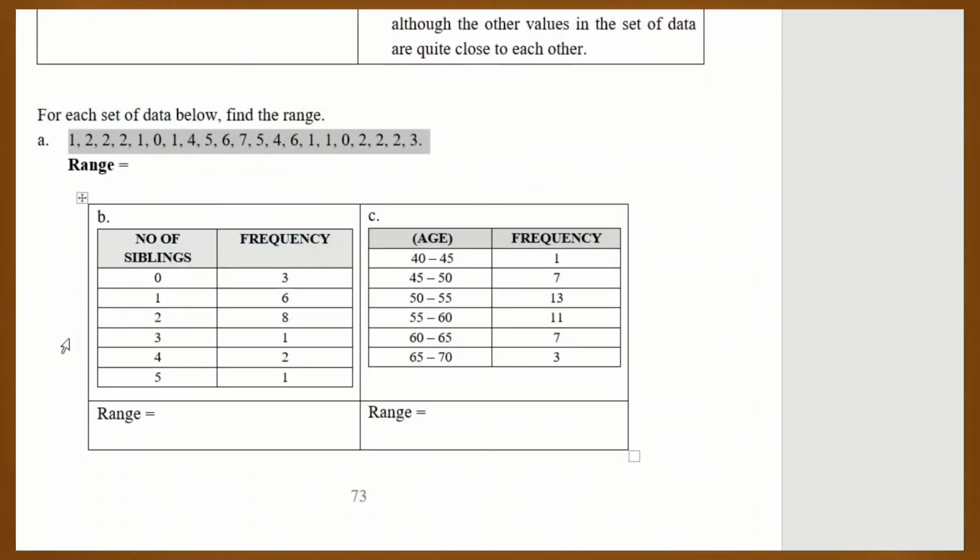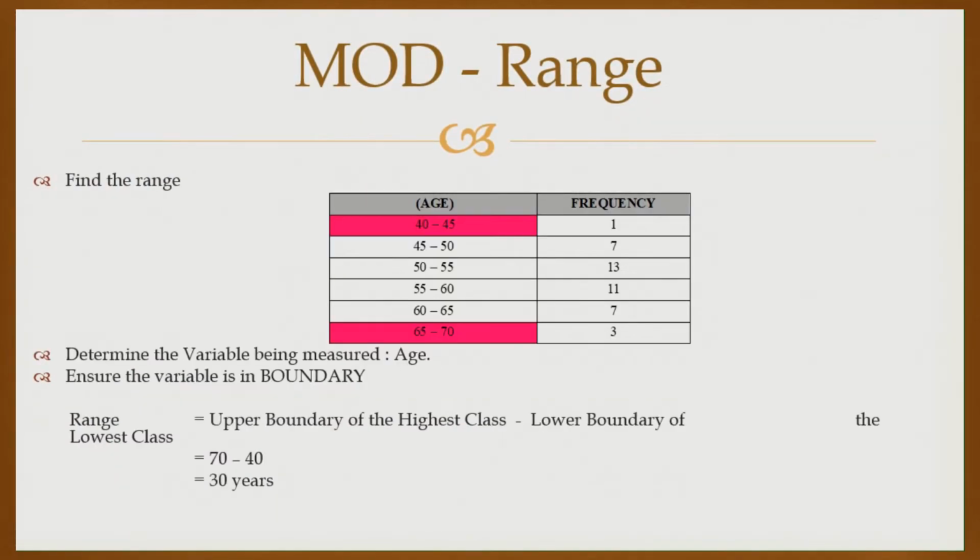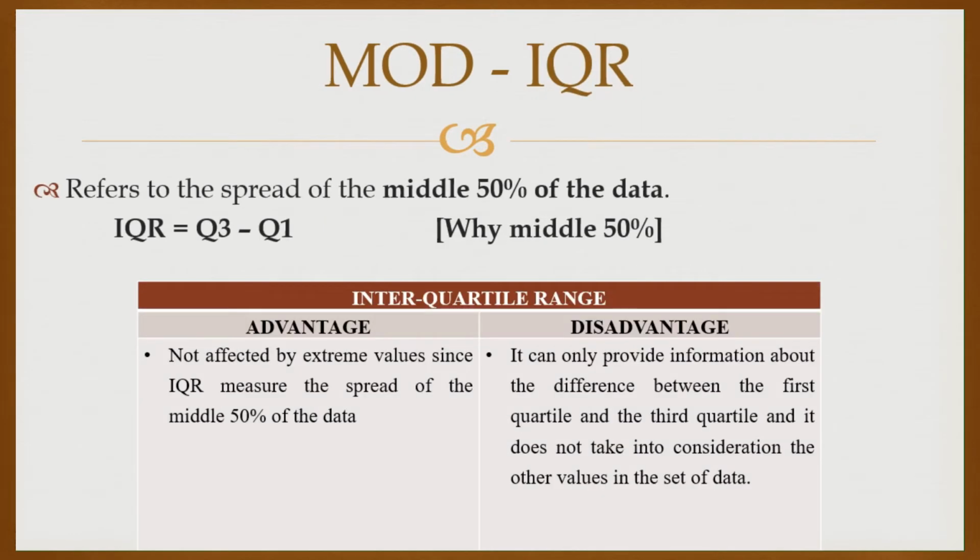So in your manual, we're actually doing this question now. Group data with intervals, how to find range? You look at the biggest boundary here, 70 minus 40 is 30. That's it. Okay. Now let's look at something called IQR.